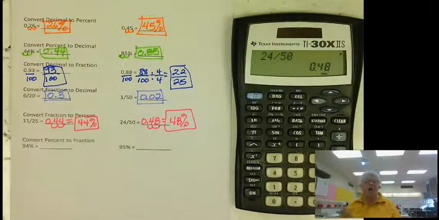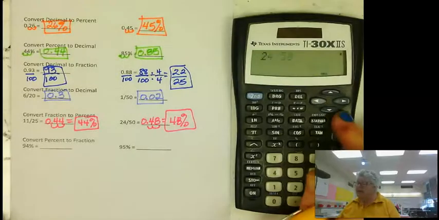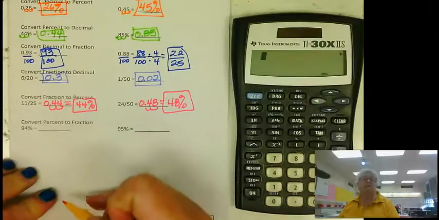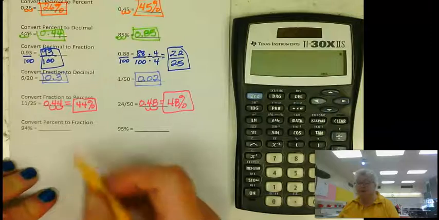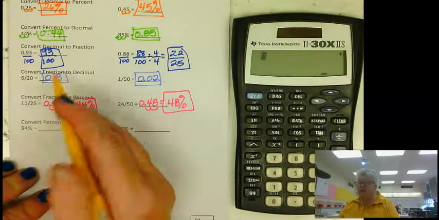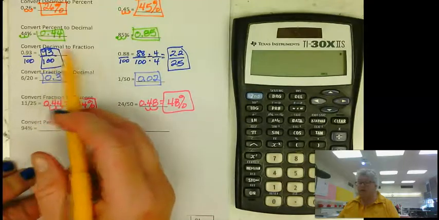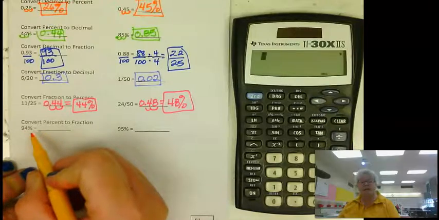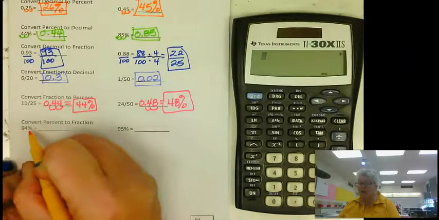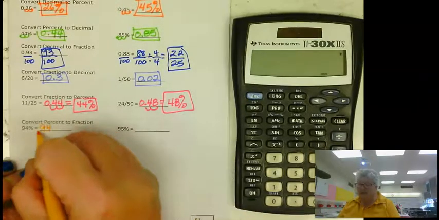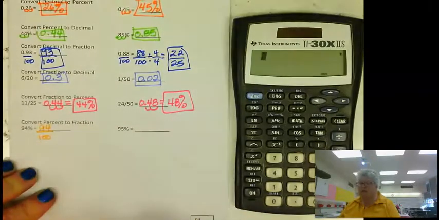The last one. Convert a percent to a fraction. Okie dokie, we can do that. It's pretty much just like a decimal to a fraction. So this is 95%. So it's, or excuse me, 94 percent. So that means per 100. 94 per 100, just like a ratio.